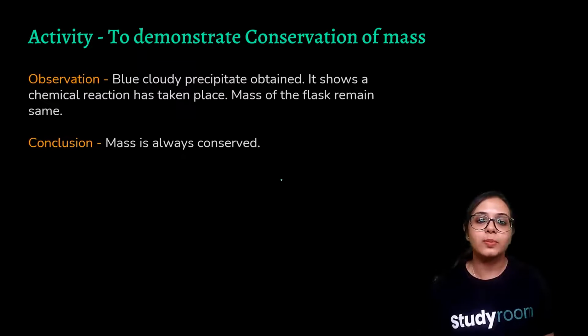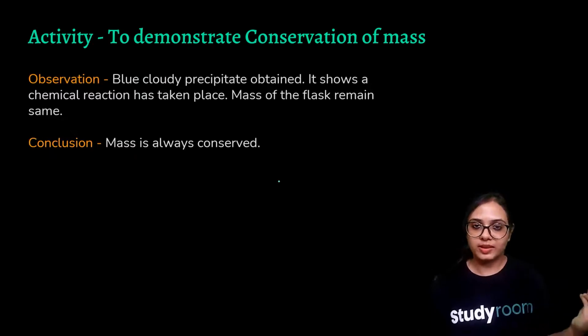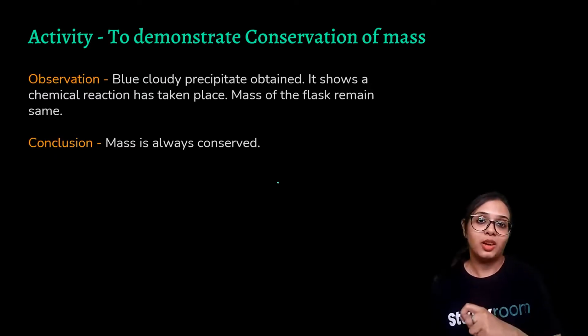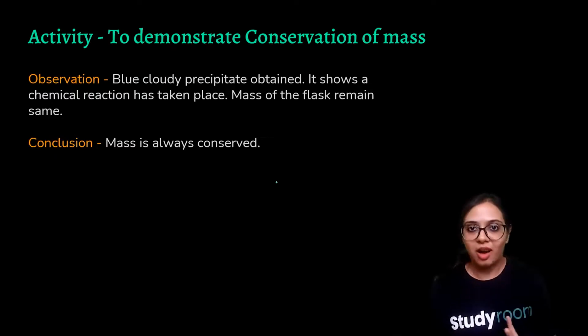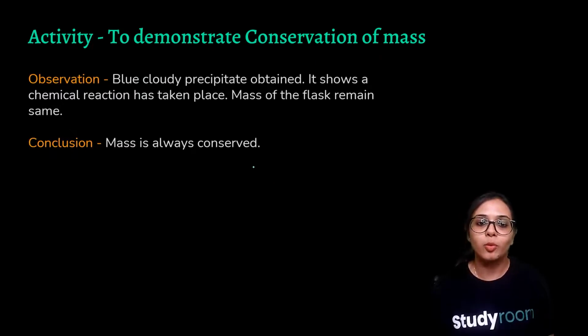What we observe is a blue cloudy precipitate that is obtained, and it shows that a chemical reaction has taken place. But the mass of the flask that we had taken before this experiment is equal to the mass of the flask that we obtained after this experiment has been performed. So we can conclude that mass is always conserved.